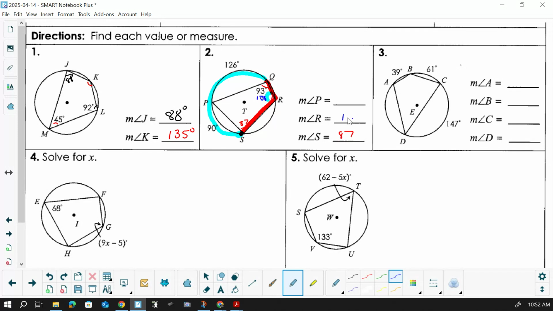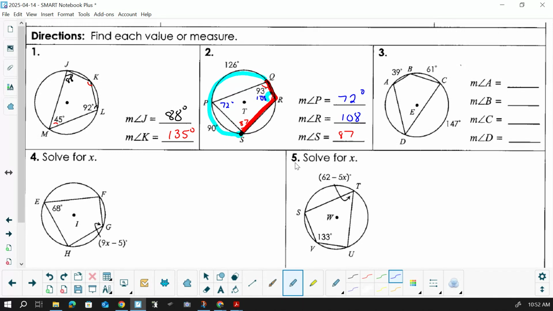That's angle R. Angle P is on the opposite side to it, so I could do something with these arcs, but now that I have this angle, 180 minus 108 is 72, and that's what would go right there. Okay.